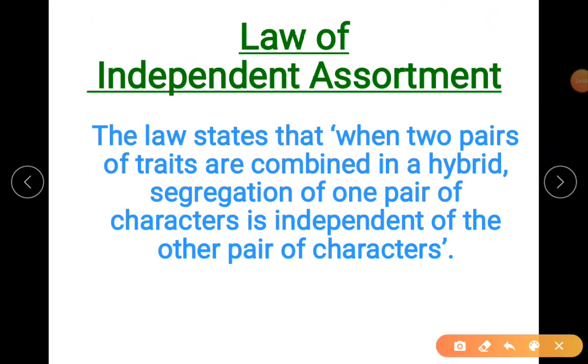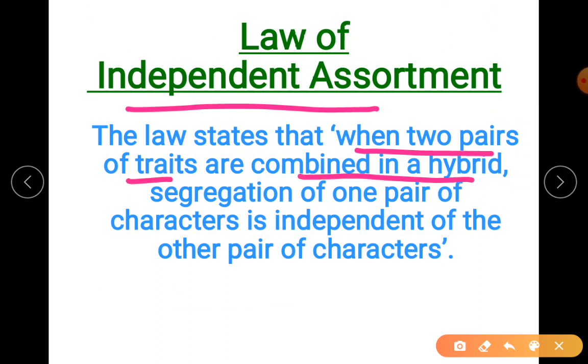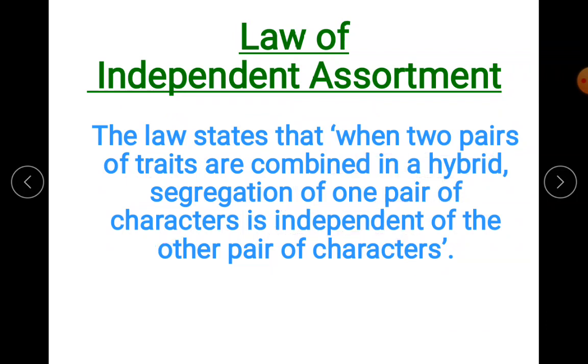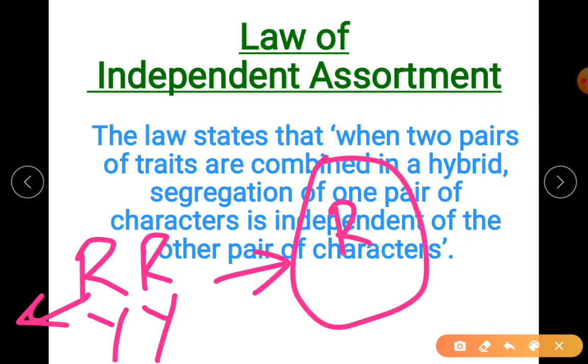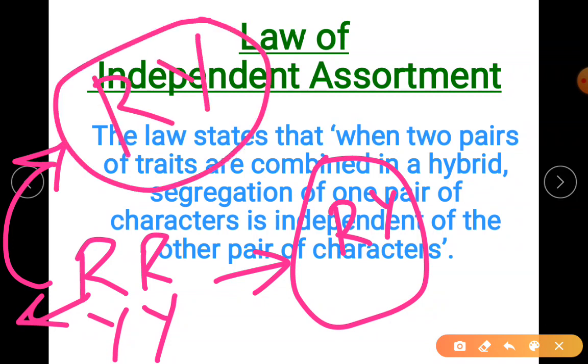The third law of Mendel, that is the law of independent assortment. When two pairs of traits are combined in a hybrid, segregation of one pair of characters is independent of the other pair of characters. So you have already understood. There is one pair, another pair. When they segregate in the gamete, one gamete will have R and Y, another gamete you will find R and y.